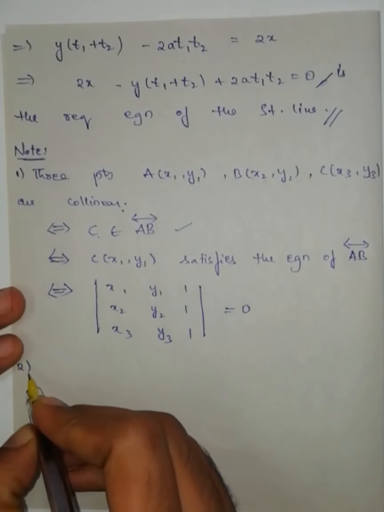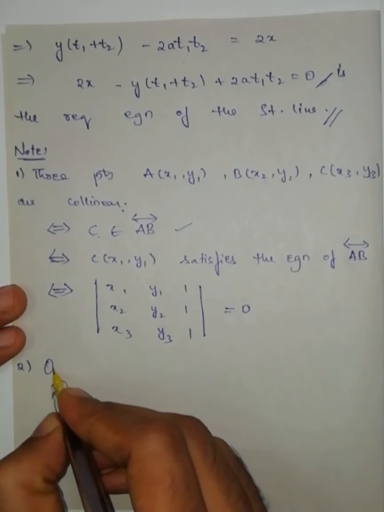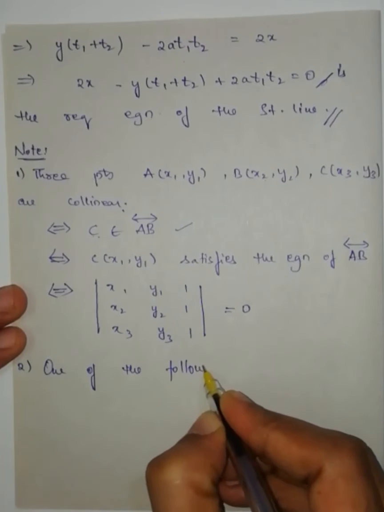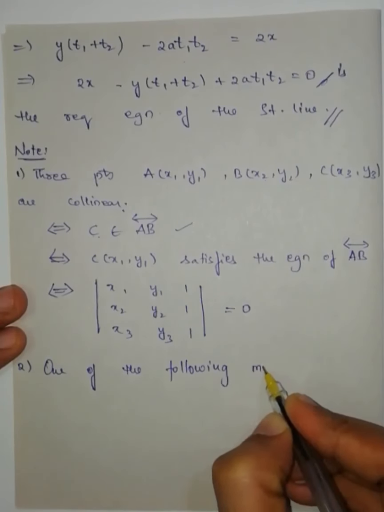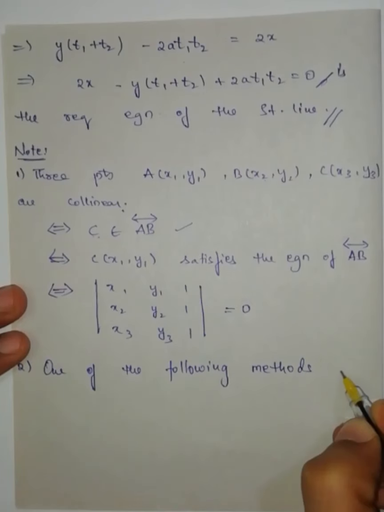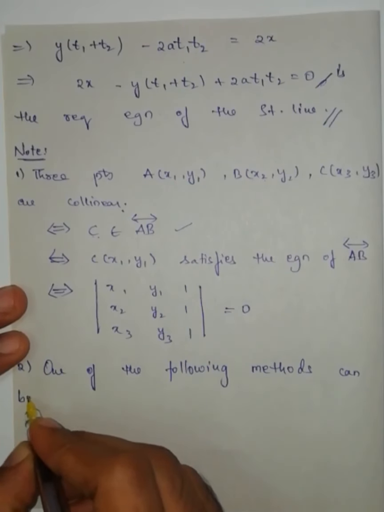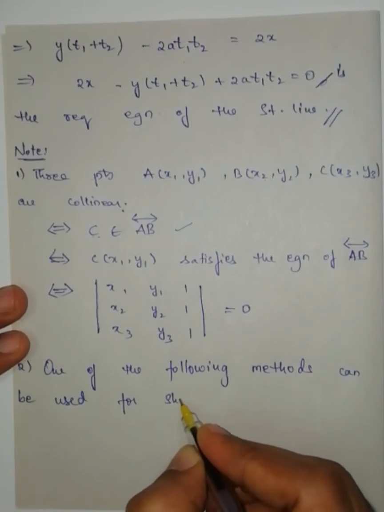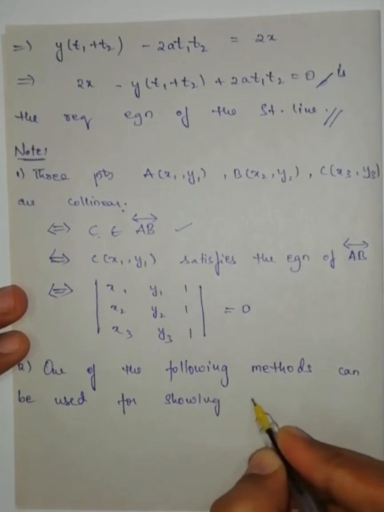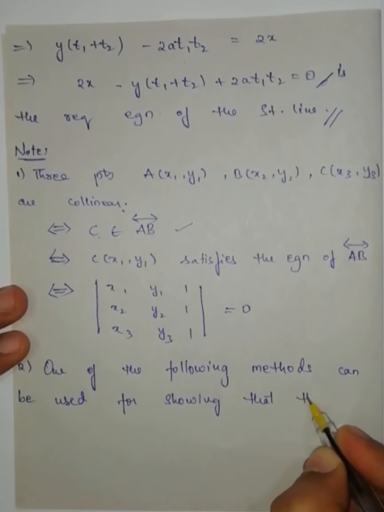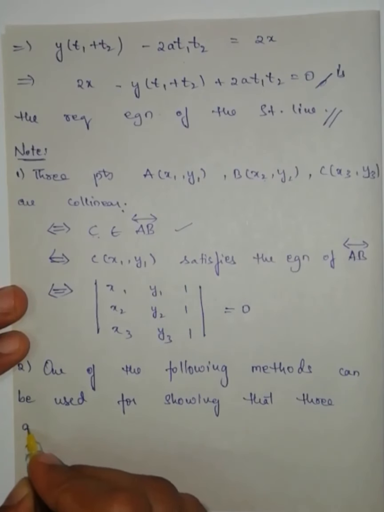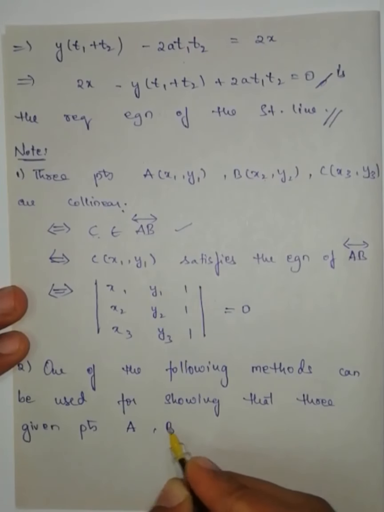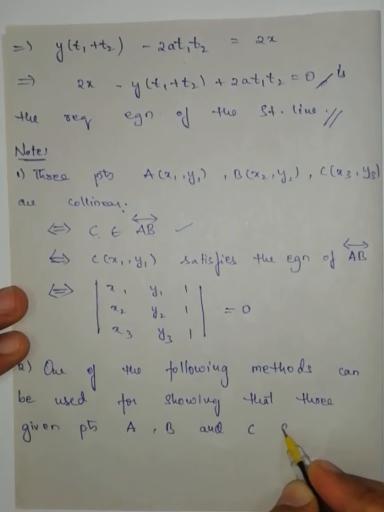Second one. One of the following methods can be used for showing that 3 given points, capital A, capital B and capital C, are collinear.